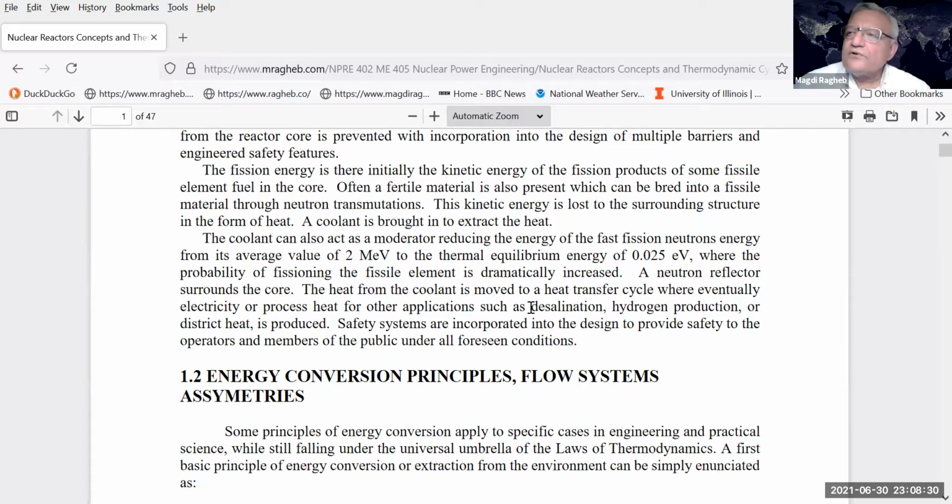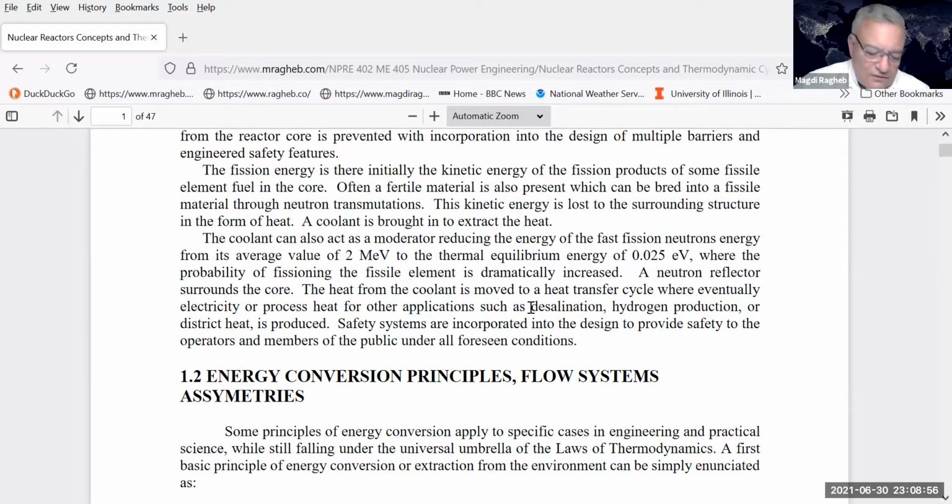If you evaporate seawater, you obtain fresh water. And in fact, the world has a shortage today of freshwater supplies rather than energy as electricity. You could use that heat also in other processes like hydrogen production. Hydrogen production would come from the splitting of the water molecule into hydrogen and oxygen.